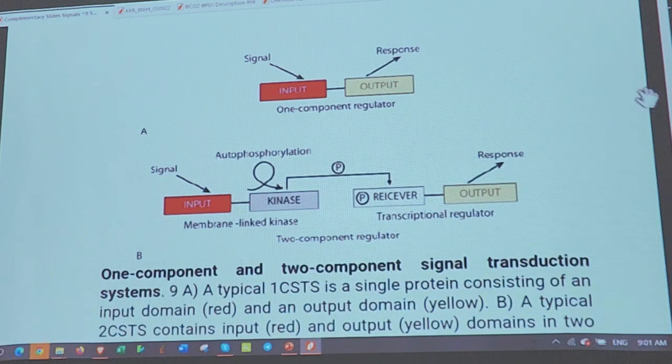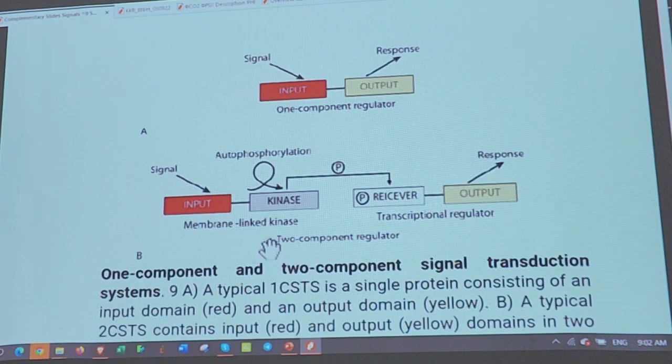So the one component regulator, you have your signal and response, and that's it. It's very straightforward, very to the point. Okay. You pinch your friend, you get a slap back. End of story. Both shut up.